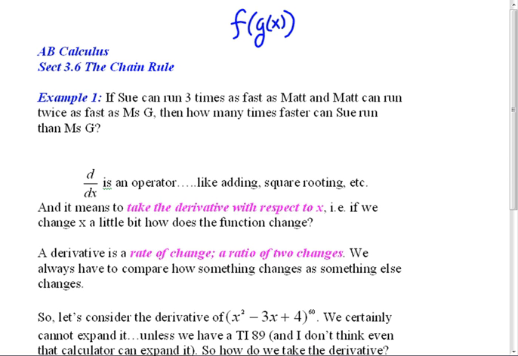Sue can run 3 times as fast as Matt, and Matt can run twice as fast as me. How many times faster can Sue run than me? 6. Why? You took Sue's rate times Matt's rate, and so it's 6 times. Well, that's what we're going to do when we do composite functions. We multiply the rates together.